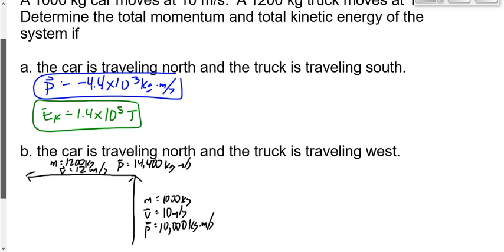What's the momentum of this system? Now the car and the truck combined, 14,400 plus 10,000, 24,400, is that right? That's wrong. If I was to say 24,400, clearly I've just added those two together, right? Why is that wrong? What's wrong with that?